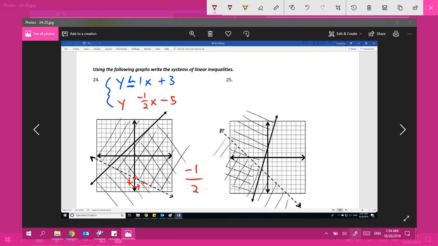And now let's take a look at our line. Is it a solid line? No, there's no equal sign. So now we just need to see where we're shading. We have shaded, look, right here above this line, which means it's going to be y is greater than. And there we go. That's one of my answers. Now let's check this next one, 25.